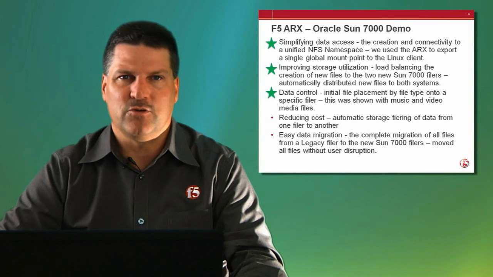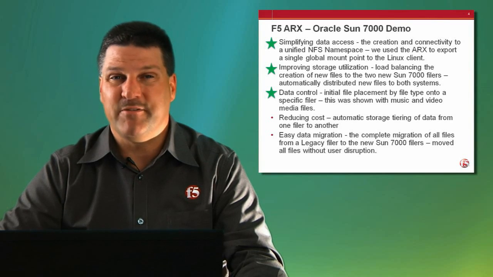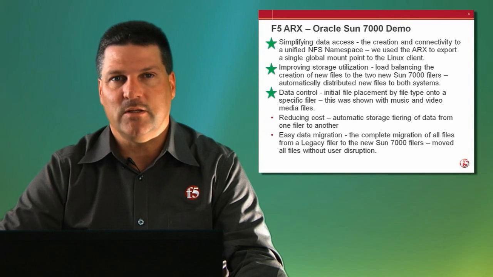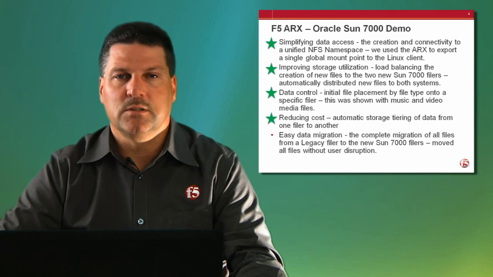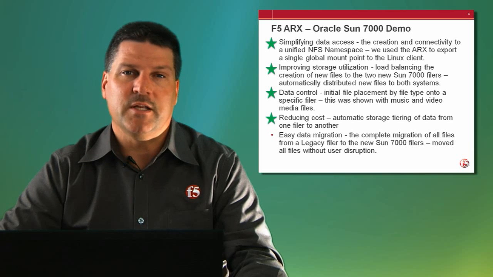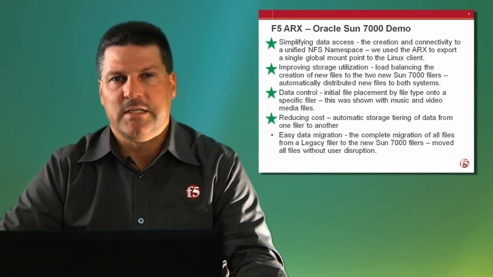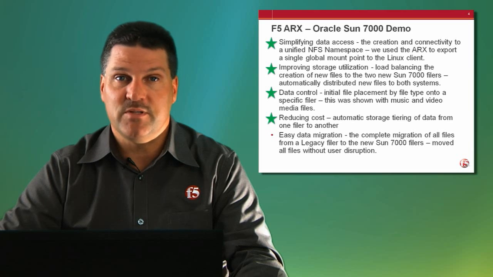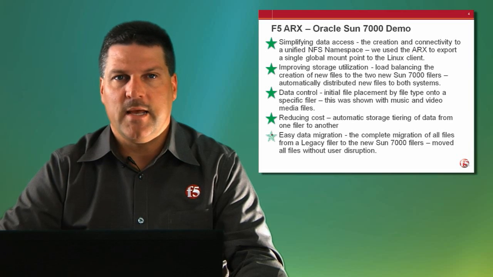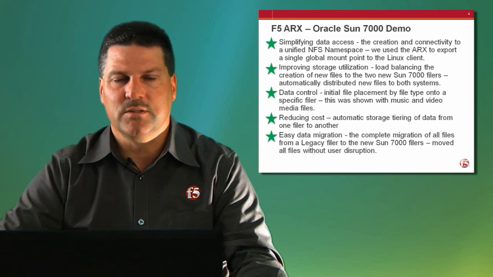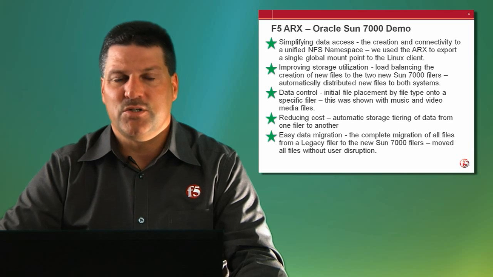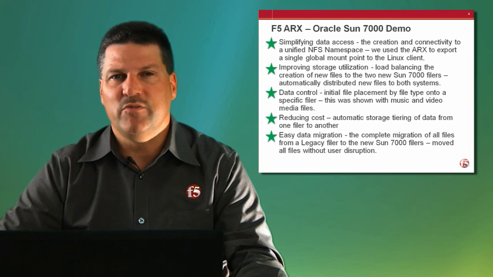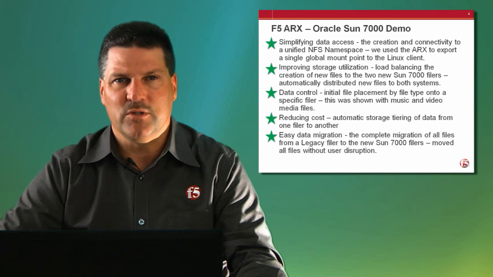Third, data control, initial file placement by file type onto a specific filer. This was shown with music and video media files. Fourth, reducing cost, automatic storage tiering of data from one filer to another, saving space and money on expensive Tier 1 storage. And last, easy data migration, the complete migration of all files from a legacy filer to the new Sun 7000s, moving all the files without user disruption.